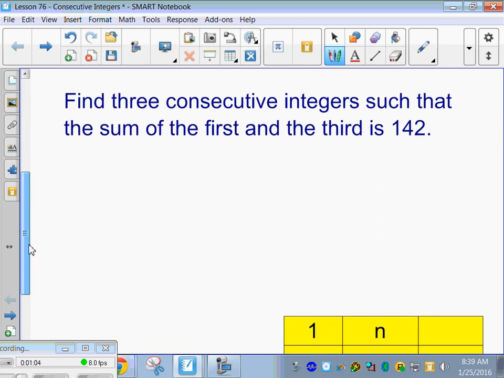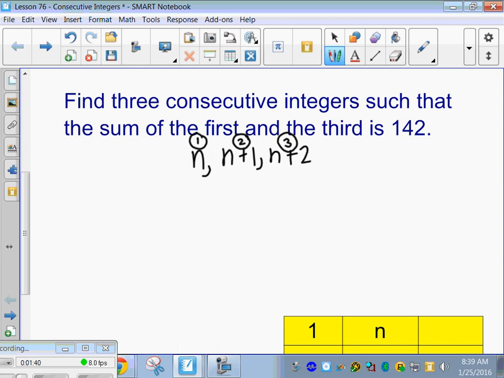So this one says find 3 consecutive integers such that the sum of the first and the third is 142. So we need 3 consecutive integers. So I'm going to start with n, and that means we need n plus 1 and n plus 2. This first one represents the first number, this next one represents the second number, and this last one represents the third number. So when we use them in our formula, the first one's n, the second one's n plus 1, the third one's n plus 2.